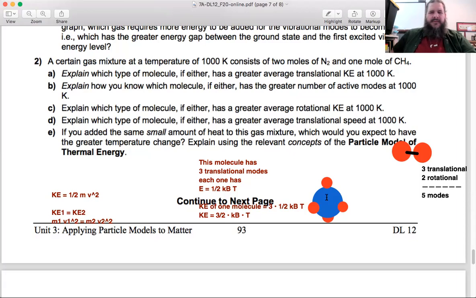Equally between KE and PE, or just between the KEs? I would say just between all the modes. If it's a solid, specifically a monoatomic solid, then half the modes are kinetic and half the modes are potential. So it would get evenly split amongst kinetic and potential.